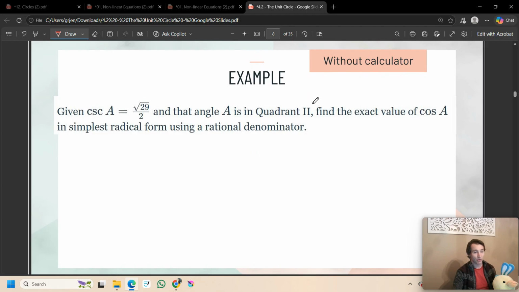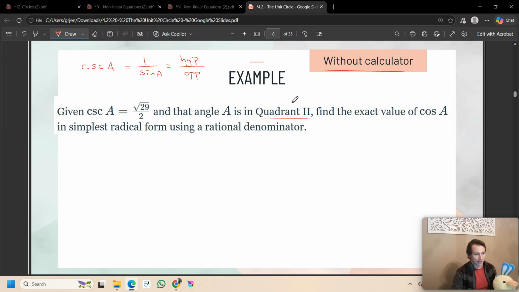All right. So now let's see if without a calculator we can do this. We're told cosecant A is root 29 on 2 and that it's in quadrant 2. Oh, it is, you say. Well, cosecant A already has a co in it, so that's equal to 1 over sine A, which would be equal to hypotenuse over opposite. It's just the flipped version of sine.